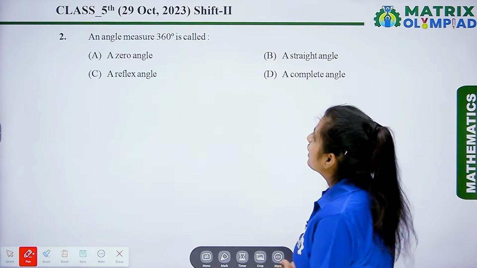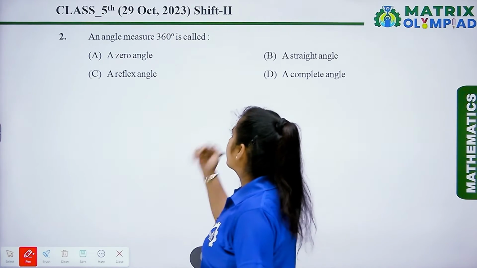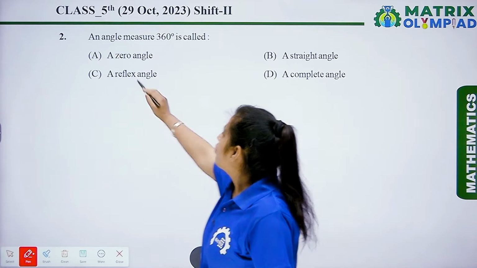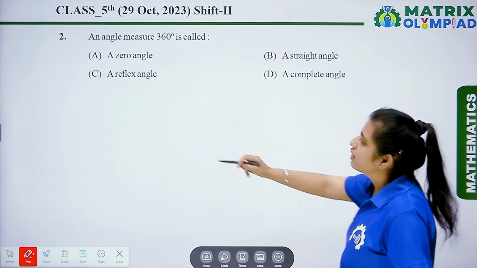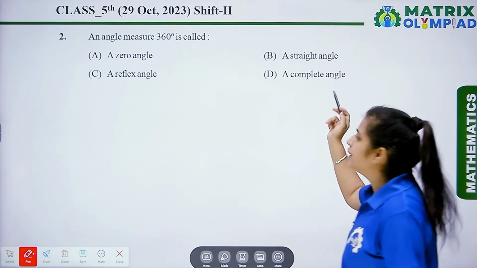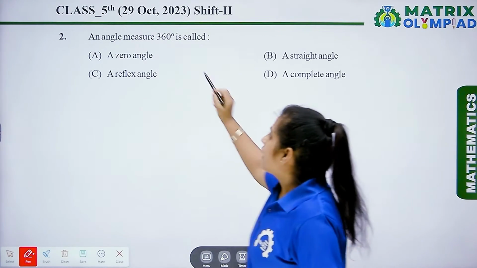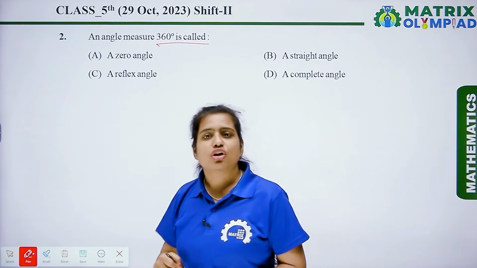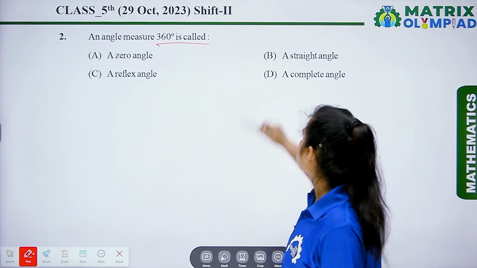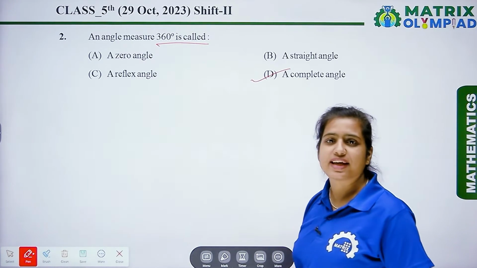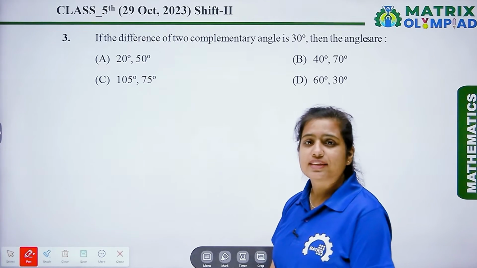Second is, an angle measures 360 degrees is called a zero angle, a straight angle, a reflex angle, or a complete angle. So, an angle measures 360 degree is called a complete angle. Here, option D is the correct answer. Now, let's start the next question.